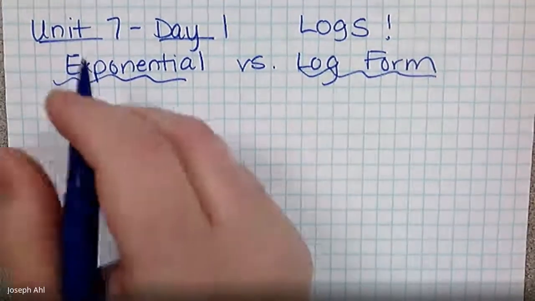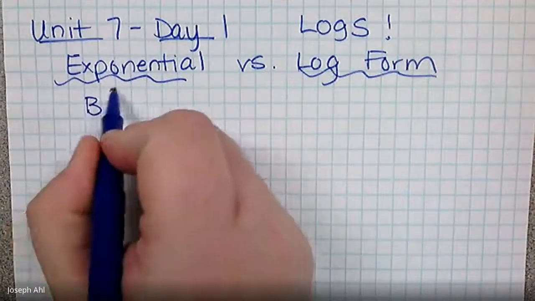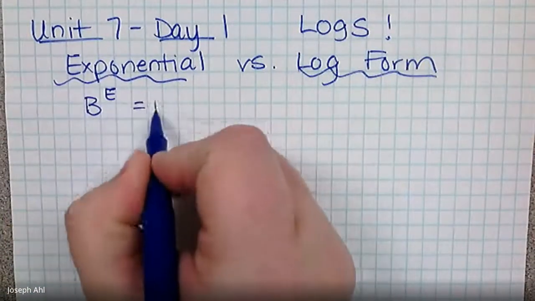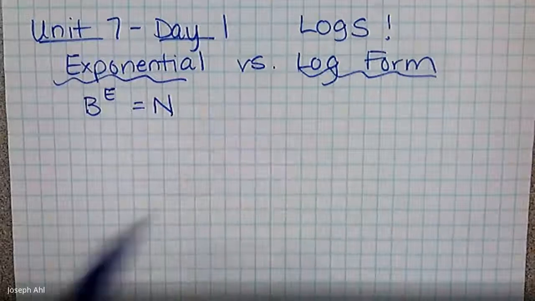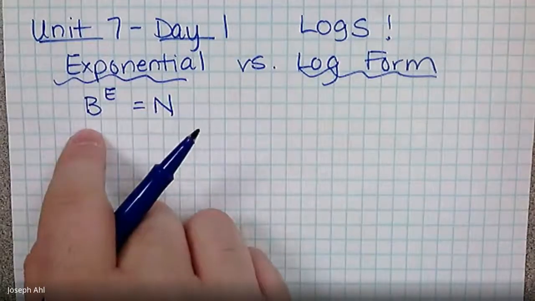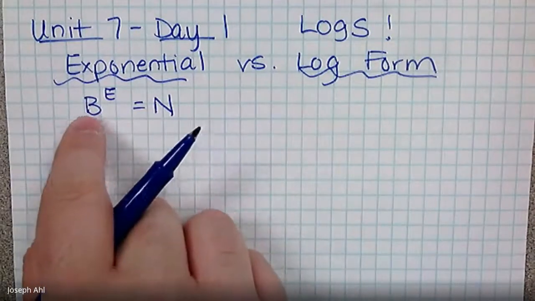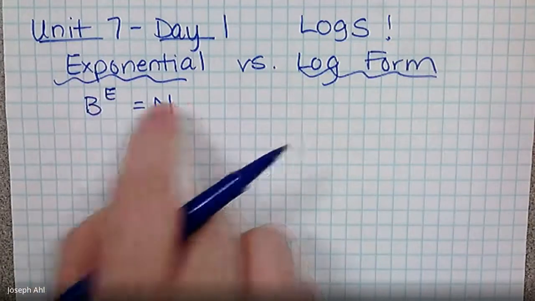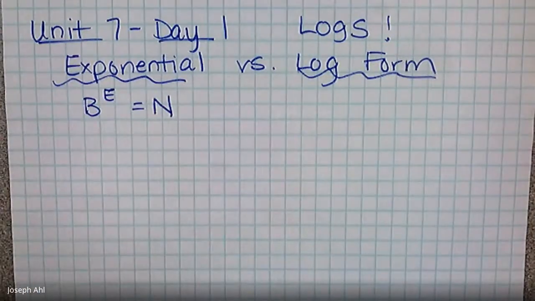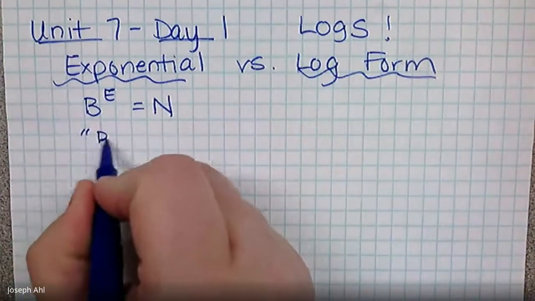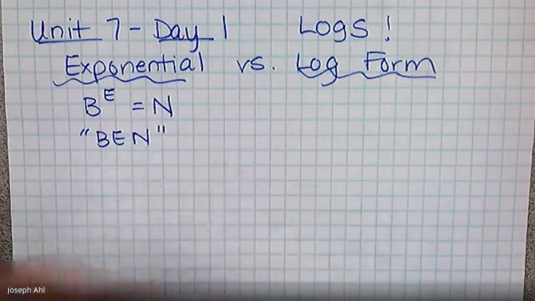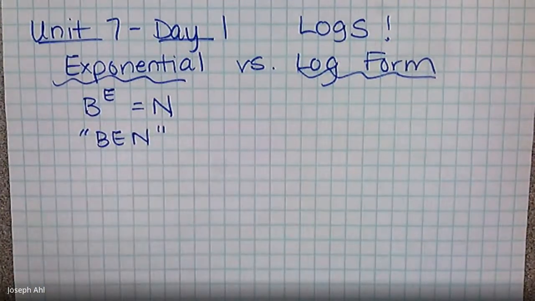So the exponential form that I want you to write down here is b to the e equals capital N. I think this will make sense when I tell you it's a base raised to an exponent equals some number n. The form that I call this over here is Ben form, right? Looks like it says the name Ben.